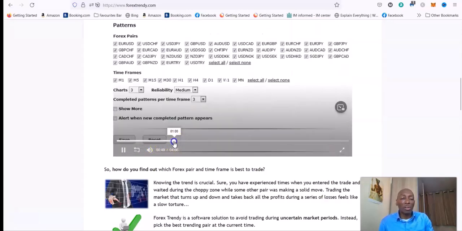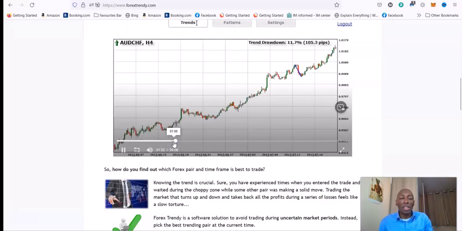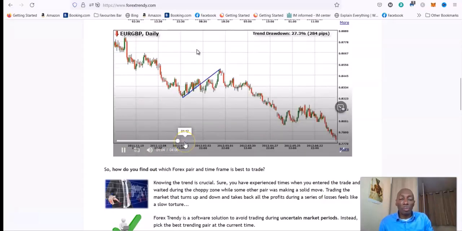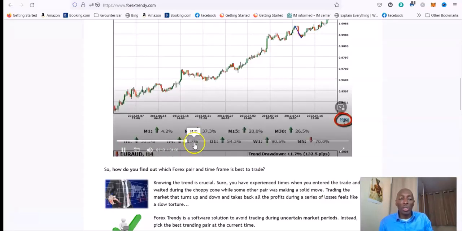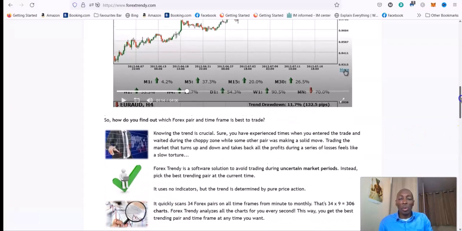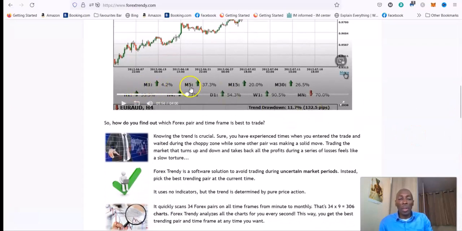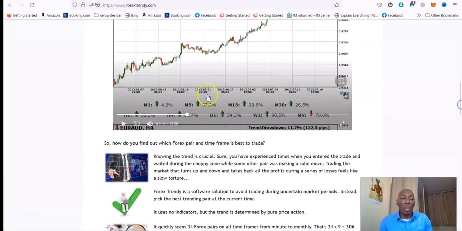Talking about the drawdowns on different charts, and then they show you here. I want to show you where they show you all the time frames. Can you see all the way from the 1 minute to 5 minute, 15 minute, 30, all the way up to monthly? So ideally you want a chart where all the time frames are saying up, so then it's telling you that's your direction to buy.